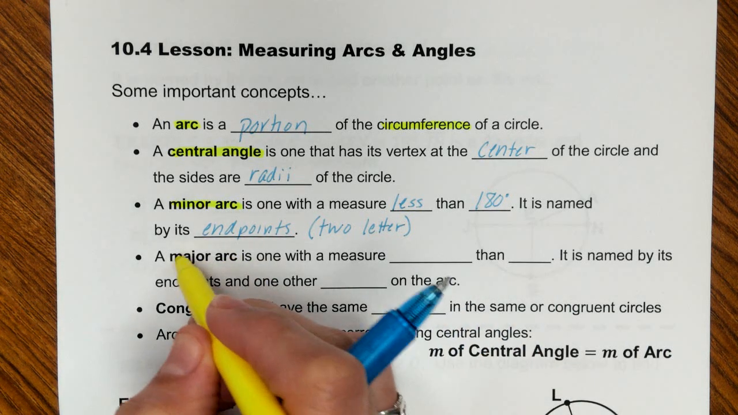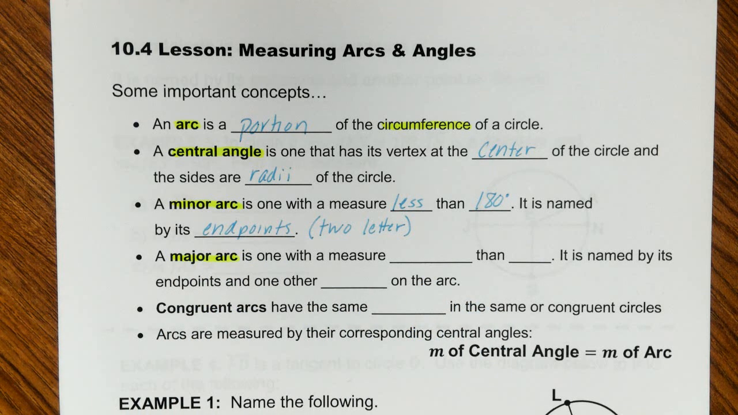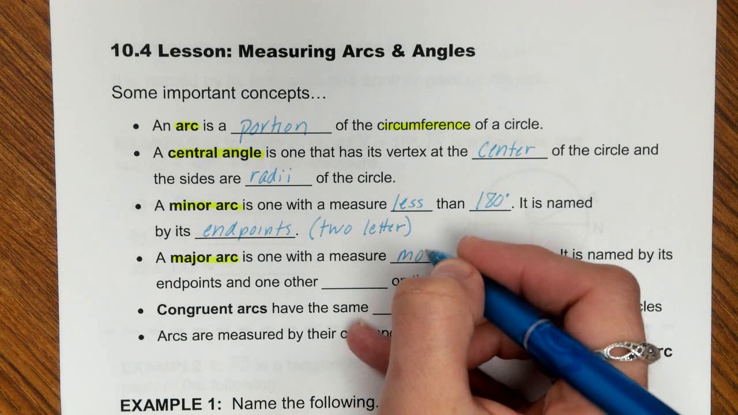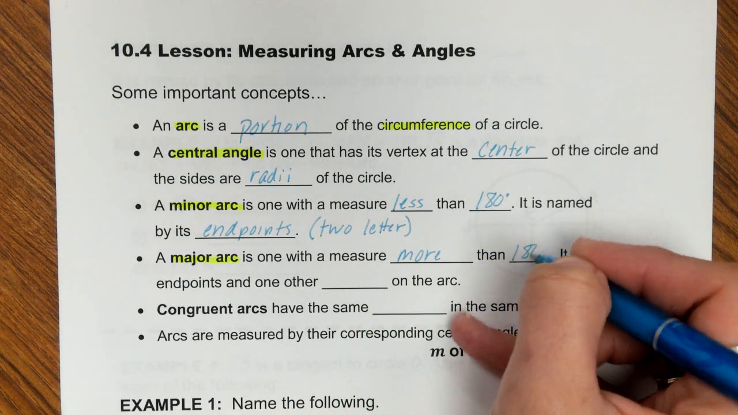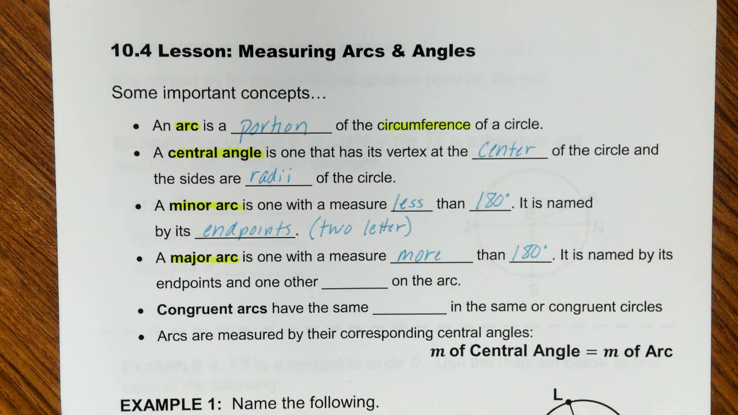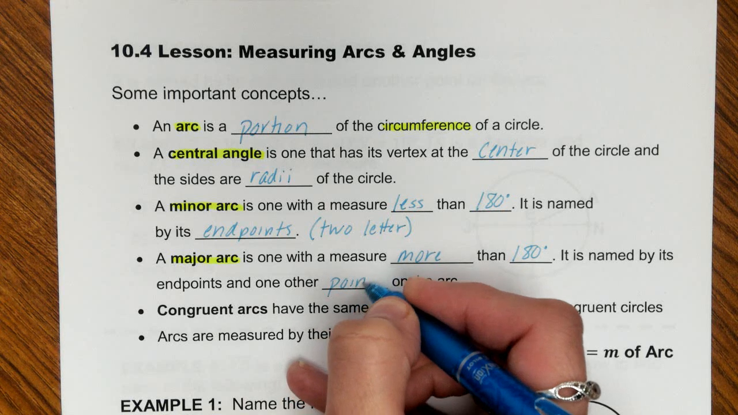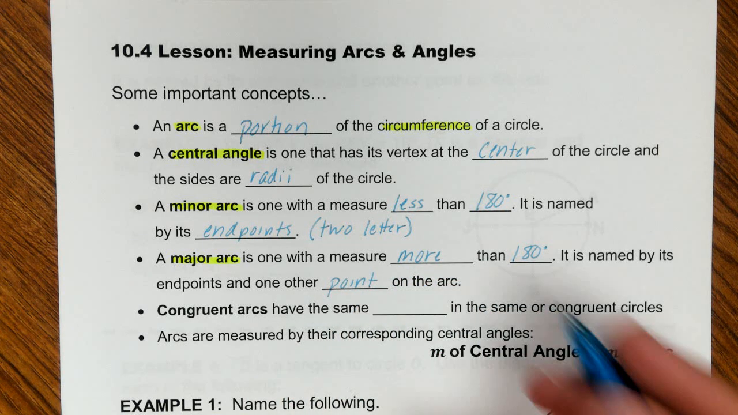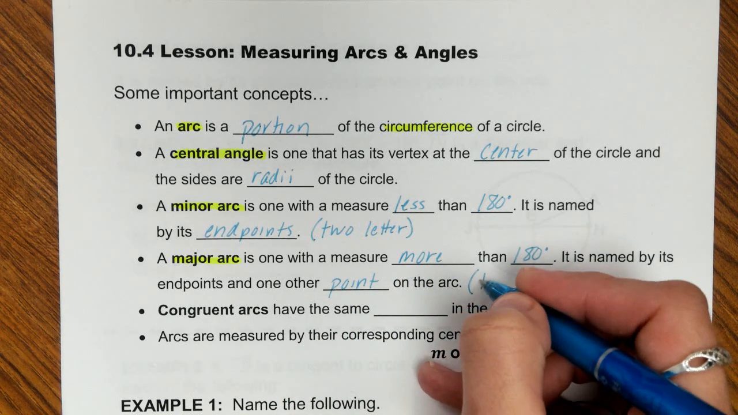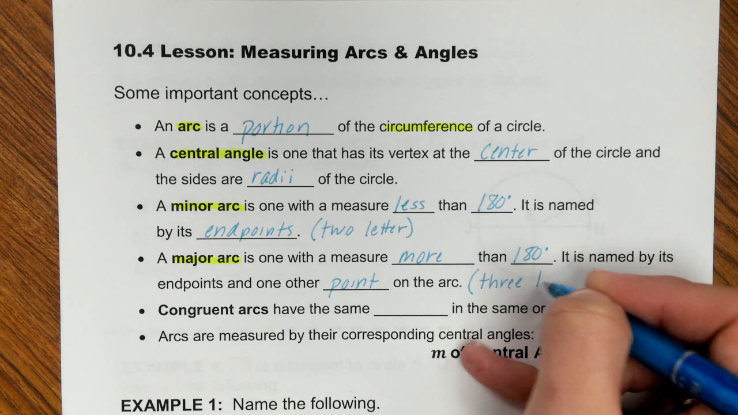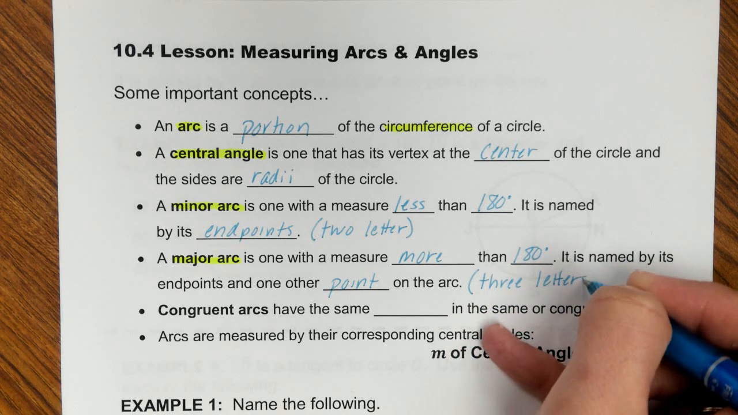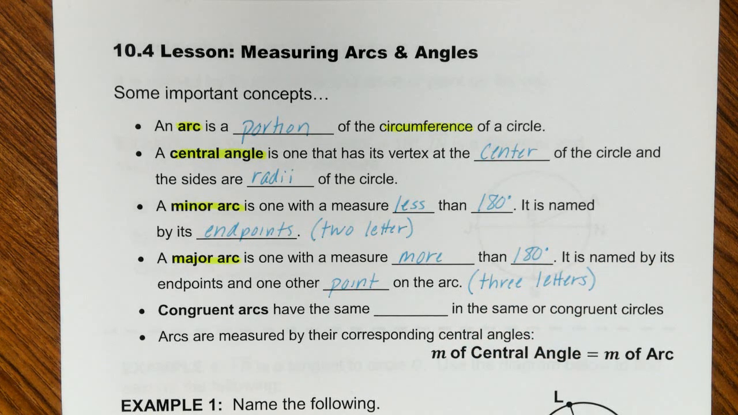Now your major arc is going to be the opposite. It's going to be one that measures more than 180 degrees. And it's going to be named by its endpoints and one other point on the arc. Okay? So this one, your major arc, is going to be named with 3 letters. So you have to grab the 2 endpoints and then some point between those 2 endpoints.